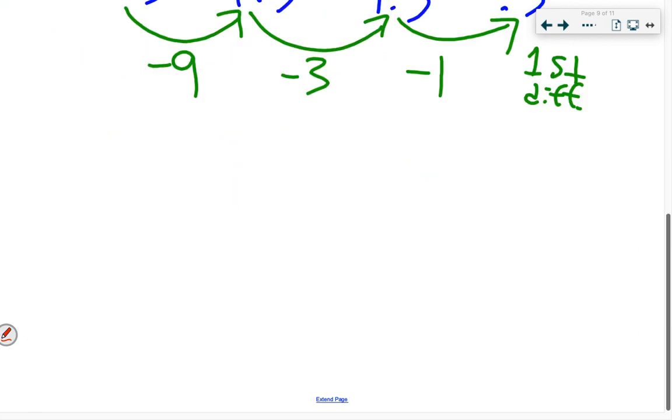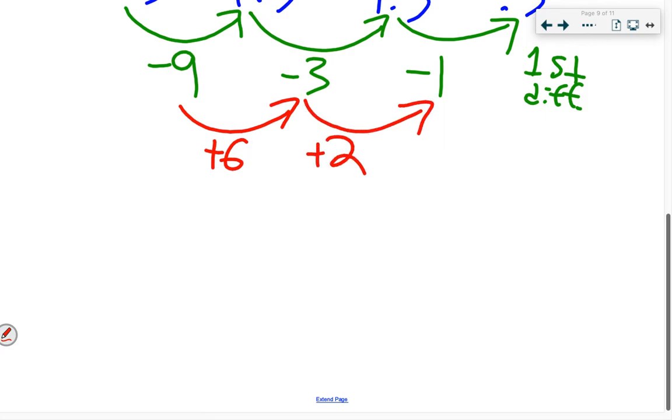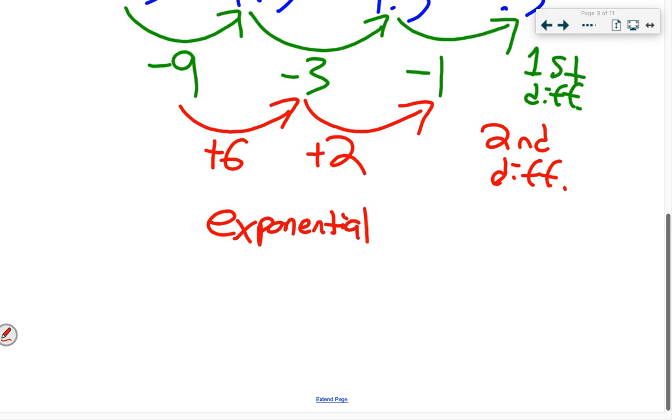So let's calculate our second difference. Okay? So to get from negative 9 to negative 3, you add 6. And to get from negative 3 to negative 1, you add 2. And that's our second difference. Are those values the same? No, they're not, which means our equation has to be exponential. Okay, so basically, to sum it up, linear, first difference is same. Quadratic, second difference is same. Exponential, neither of the differences are the same.